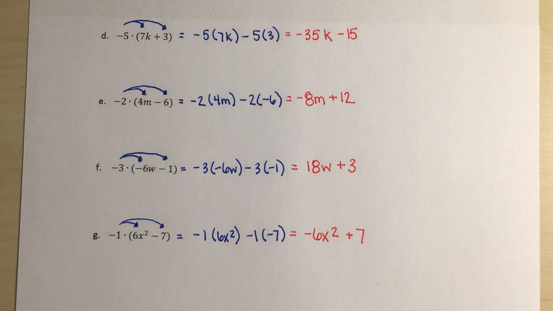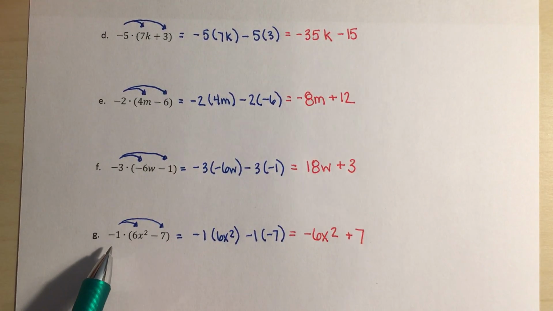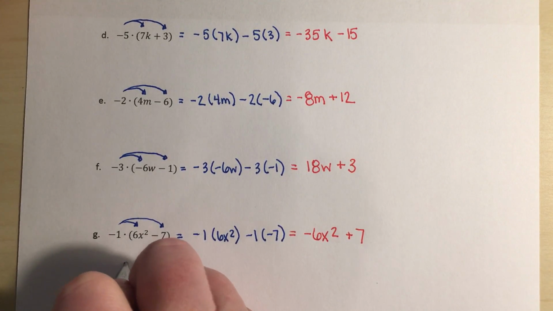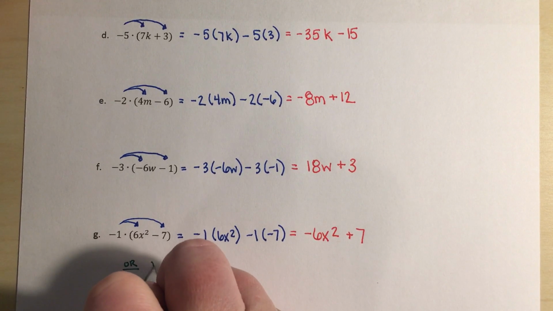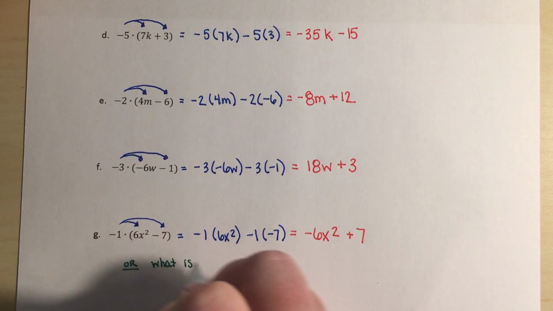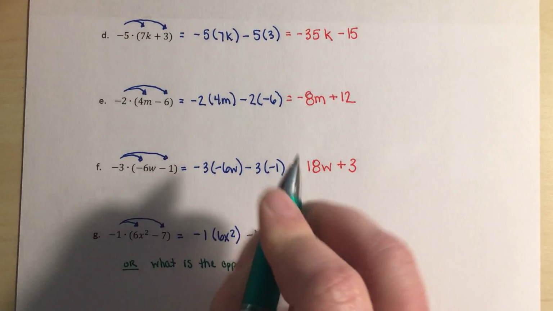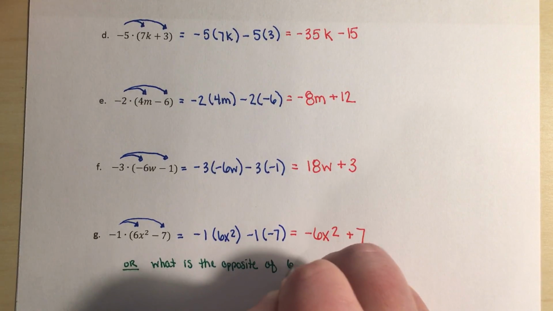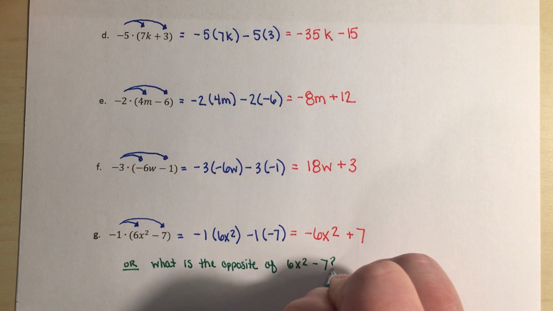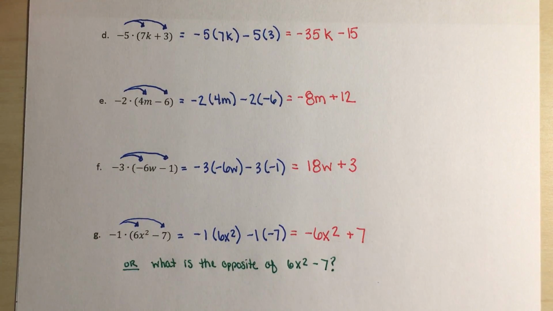One other way we can think about this, and one other thing that we are going to do when we get into sections down the road, is we might see a negative sign out front, and we could think about this in a couple of different ways. One way we could do this, we could think about that negative 1 out front as meaning, what is the opposite of our 6x squared minus 7. So that's one way we could think about it.